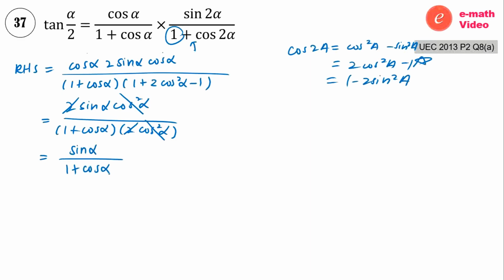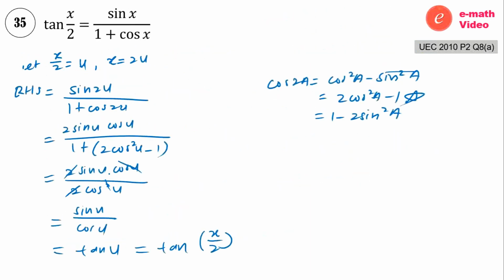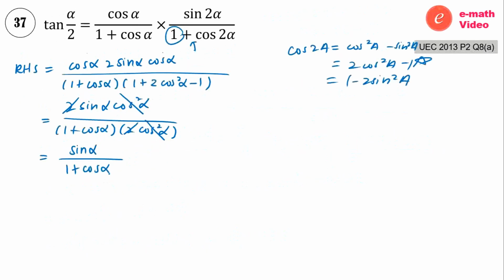You see, it's quite similar to what we have just now, right? Maybe we go back to question number 35. This is what we have in question number 35. So you just refer to question 35. I don't want to do it again. It's the same. Okay?